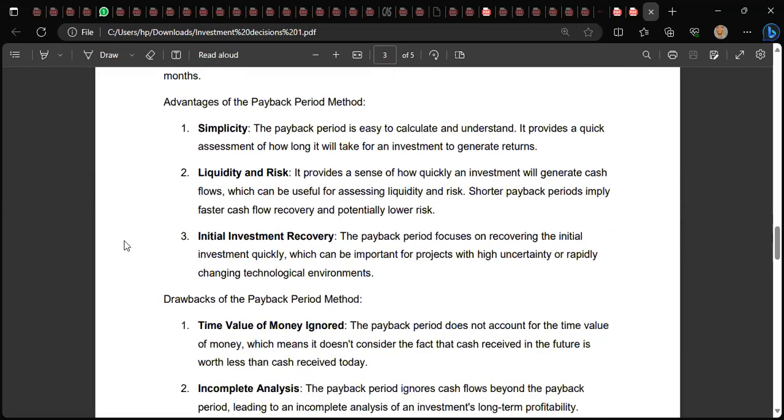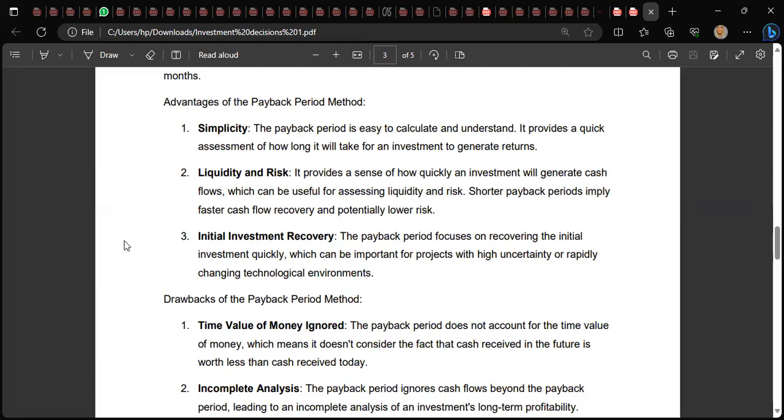What are the advantages of the payback period? It's very simple. That's advantage number one. Number two, liquidity and risk. It provides a sense of how quickly an investment will generate cash flows, which can be useful in assessing liquidity and risk. A shorter payback period implies faster cash flow recovery and potentially lower risk, right? You don't want a project that's only going to recover its initial outlay after 100 years. A lot of things can happen between now and the next 100 years. You always prefer it to be shorter.